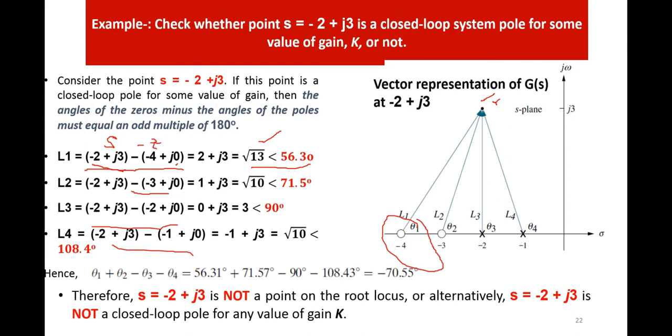So here k is not justified, so the characteristic equation is not satisfied. So this point is not lying on the root locus.